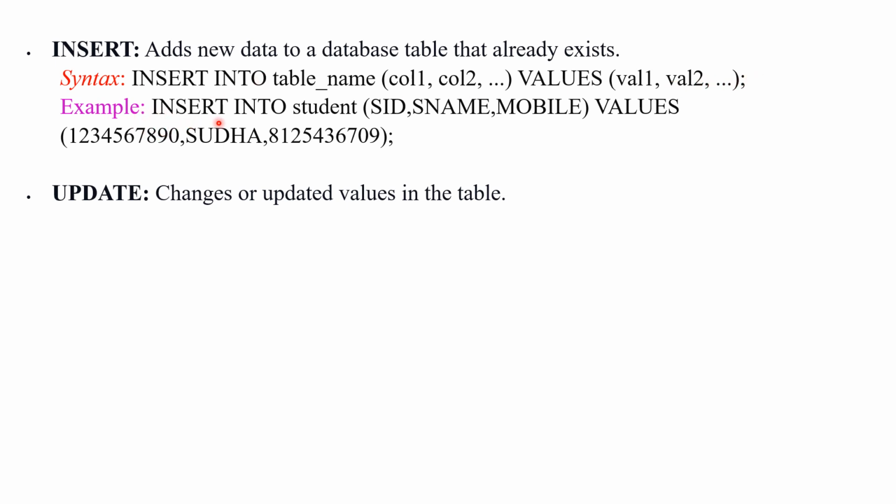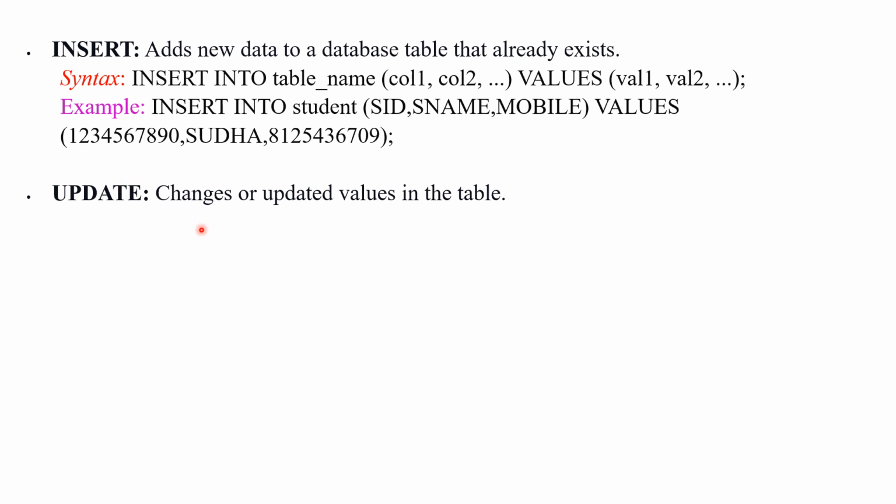Example, insert into student. The column names are SID, SNAME and mobile. After that, we are entering the actual values. So, I am taking the general example. Here it is the roll number SID, student ID. This is the student name and this is the mobile number of the student. In the similar way, we can insert required number of rows into the table.